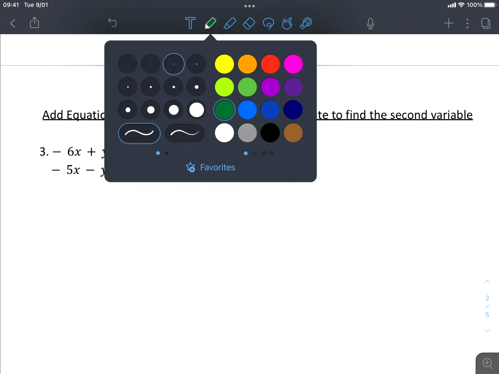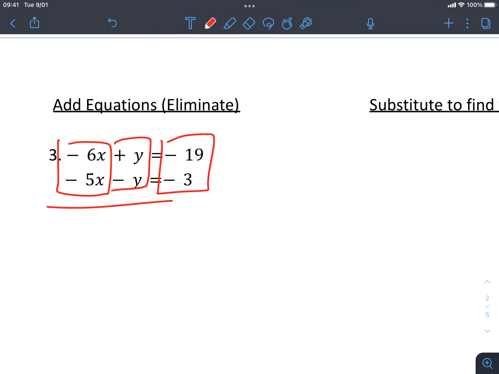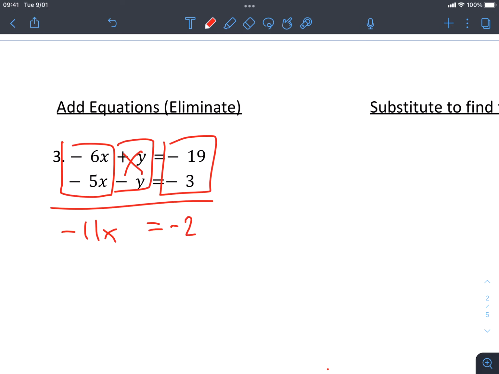We'll try again with another problem here. Again, we are going to box out my numbers, my terms. So I'm going to combine. I see that my y's cancel each other out, and I get negative 6x and negative 5x is negative 11x, and negative 19 and negative 3 is equal to negative 22. From here, we need to divide by negative 11. So x is equal to 2, which is cool.